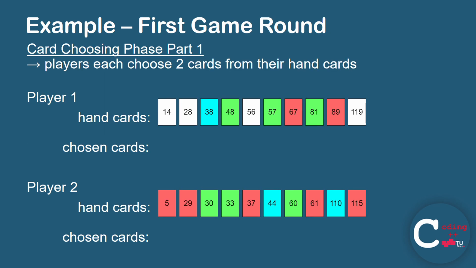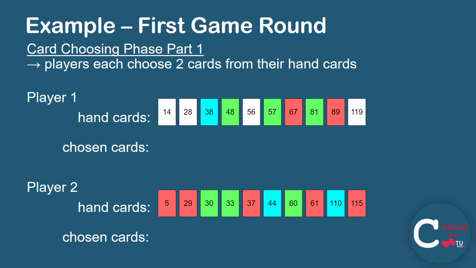Next, the first game round can start. Each game round consists of 2 phases, a card choosing phase and an action phase. I will now describe the card choosing phase, which is the first part of the game round. In the card choosing phase, each player chooses 2 cards from their own hand cards.